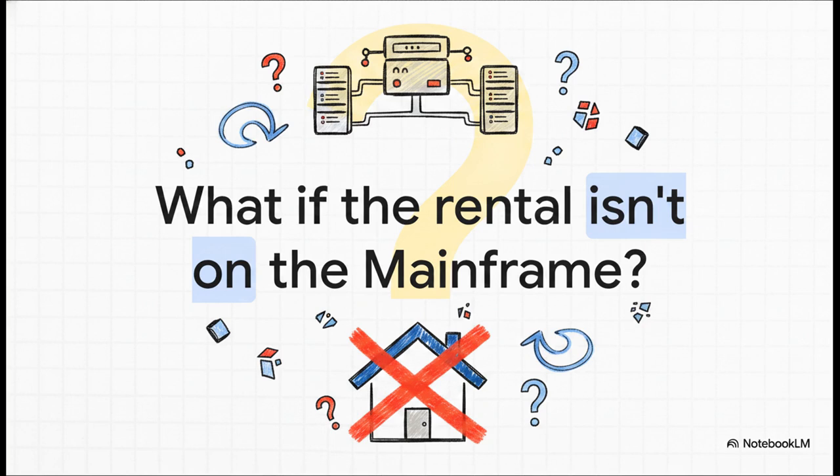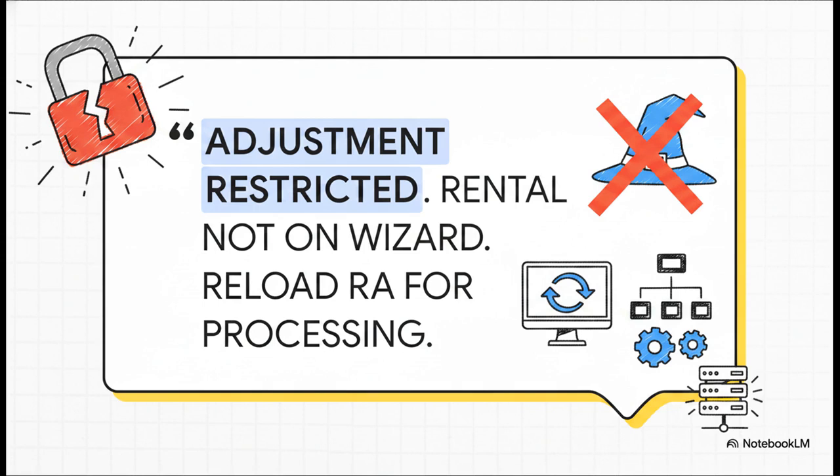What happens if the rental simply isn't on the mainframe? Well, when that happens, you're going to get blasted with this very loud, all-caps system error message: ADJUSTMENT RESTRICTED, RENTAL NOT ON WIZARD, RELOAD R FOR PROCESSING. This is clue number 1 in our diagnostic puzzle. It clearly tells us that the rental is completely missing from the mainframe.